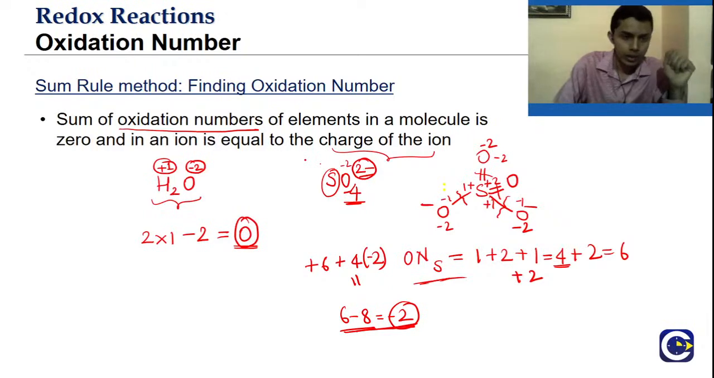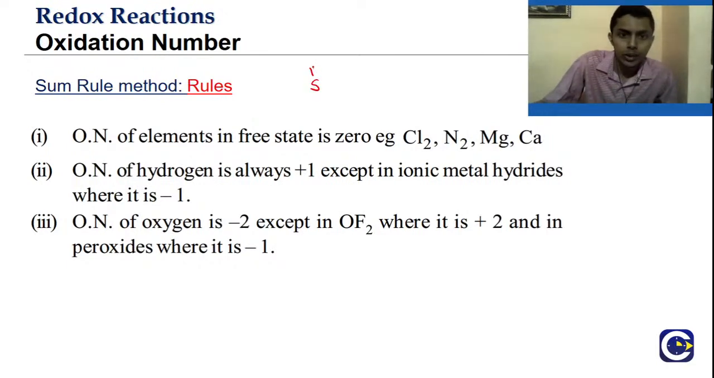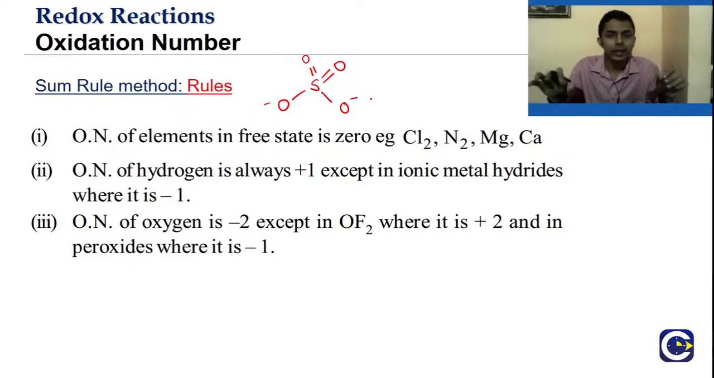Okay? But now there comes a difficulty in finding out oxidation number. Correct? From somewhere we need to start, if the bond is not given to us. In case of SO4, I told you it looks something like this, so you were able to find out the oxidation number. But in general, it is a little difficult to find out oxidation number, and we have certain general rules.